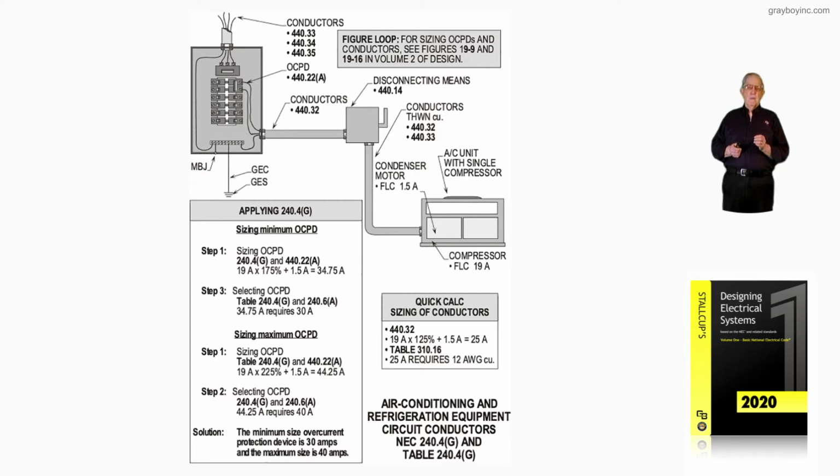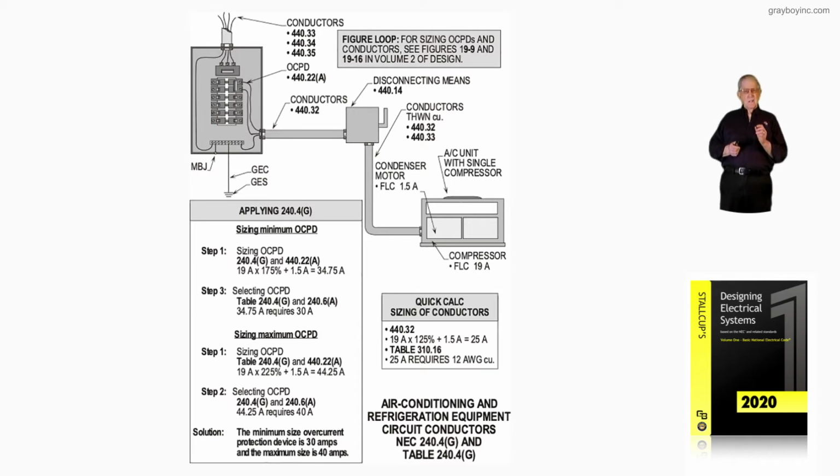Now first of all, let's size the conductors with the quick calc to the right underneath the air conditioner, or the AC unit. Now notice 440.32 is enforced here. We take the compressor current at 125% plus 100% of the condenser motor, 1.5. We come up with 25 amps. Table 310.16, 25 amps would require number 12 conductor if it was a 75 degrees C type terminal, say.